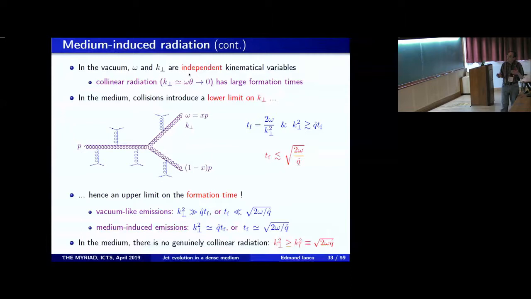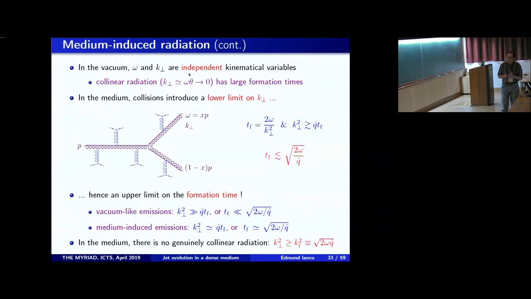In particular, if the gluon is emitted at very small angles, so in the collinear limit, theta goes to zero, or k perp goes to zero, then the formation time is very large. So the most likely radiation in a vacuum, which is the collinear radiation, is also the one which is delayed in practice. But that's only in the vacuum, because in the medium, collisions introduce a lower limit on k perp. During the splitting, so during the formation time, this whole radiating system is scattering off the medium. So if it takes a time t_F to produce the gluon, then after that time this radiating system would have at least a transverse momentum squared of q hat t_F. It cannot avoid that, because the emission is produced inside the medium. So this gluon, which is produced now with energy fraction x and transverse momentum k perp, can still have k perp as an independent variable from omega, but it cannot be lower than the value it would acquire during the formation time.